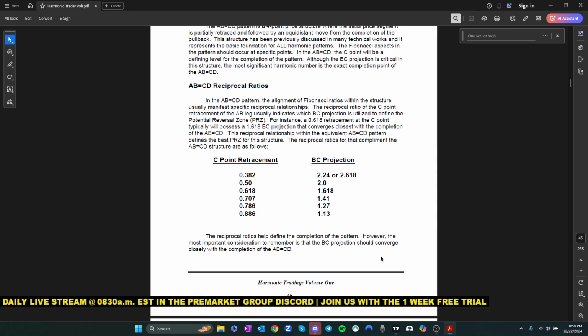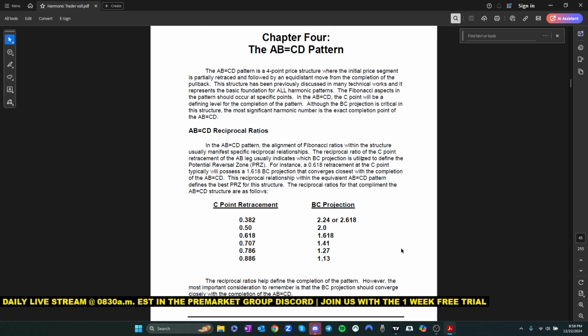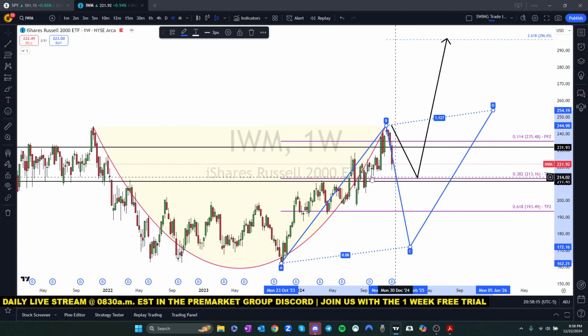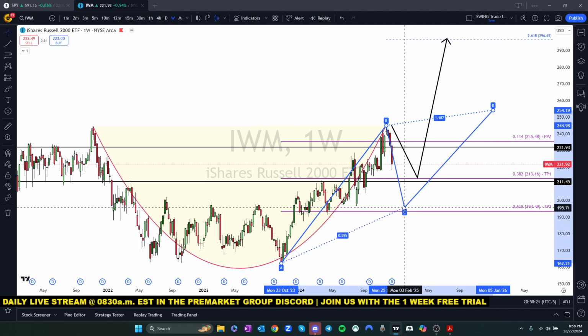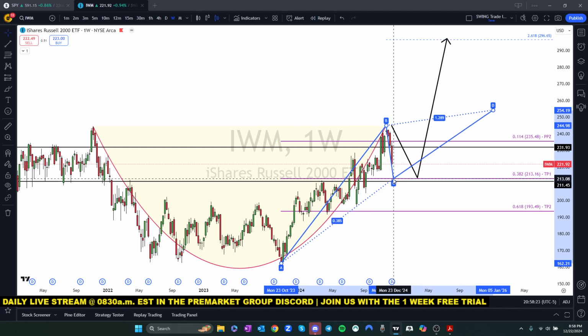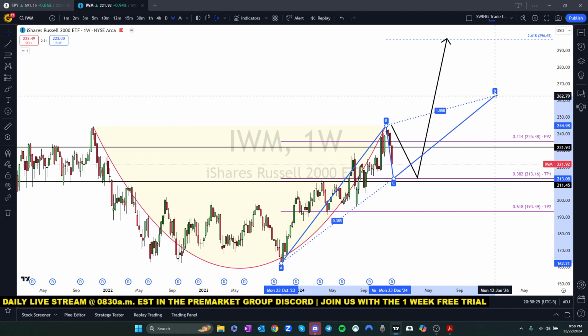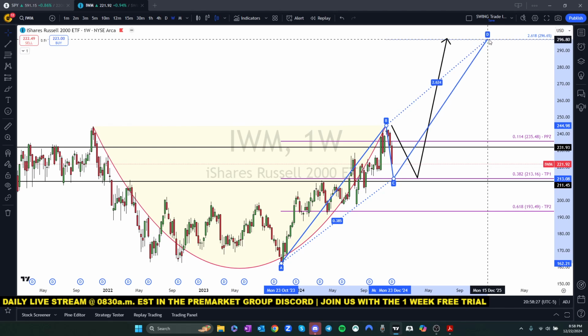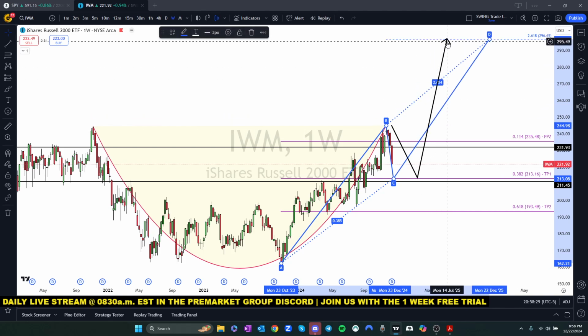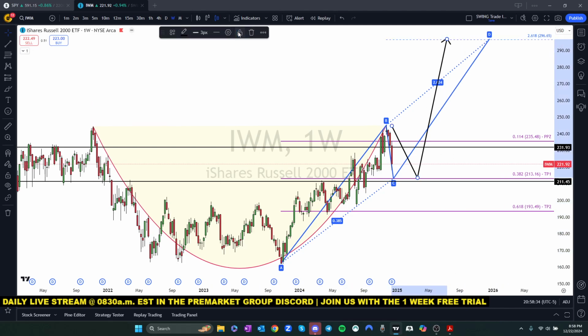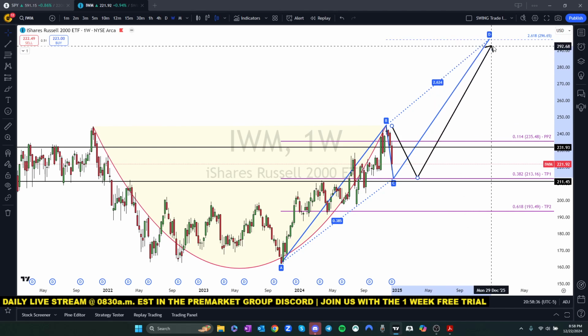Right here on page 45 of Harmonic Trading Volume 1 by Scott Carney. So IWM, I not only have a cup and handle setup, but I can give myself a really good and accurate projection based on how low it actually retraces. The main thing is I want the minimum retracement of a 38% retracement. That's what I'm looking for right now. That is currently down at 213.16.